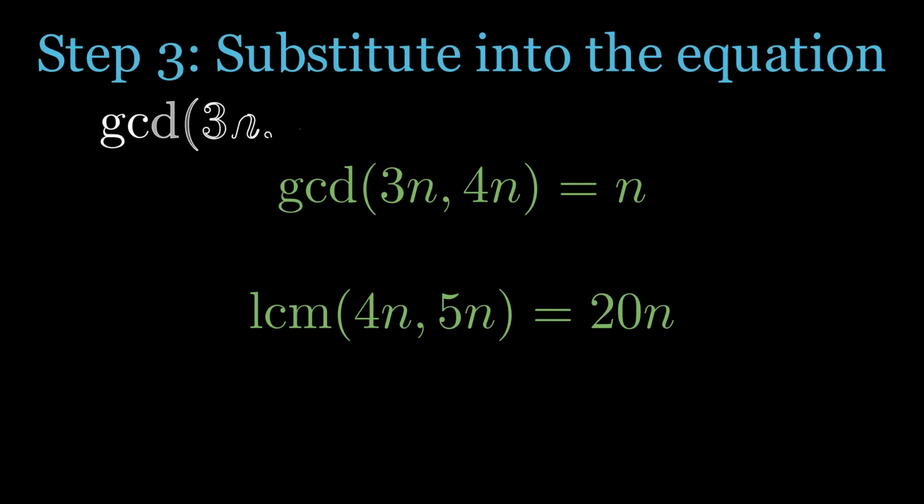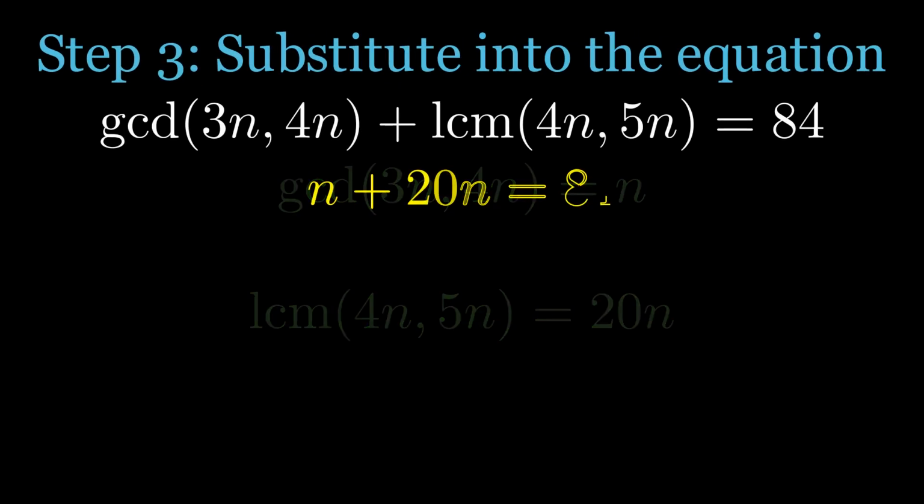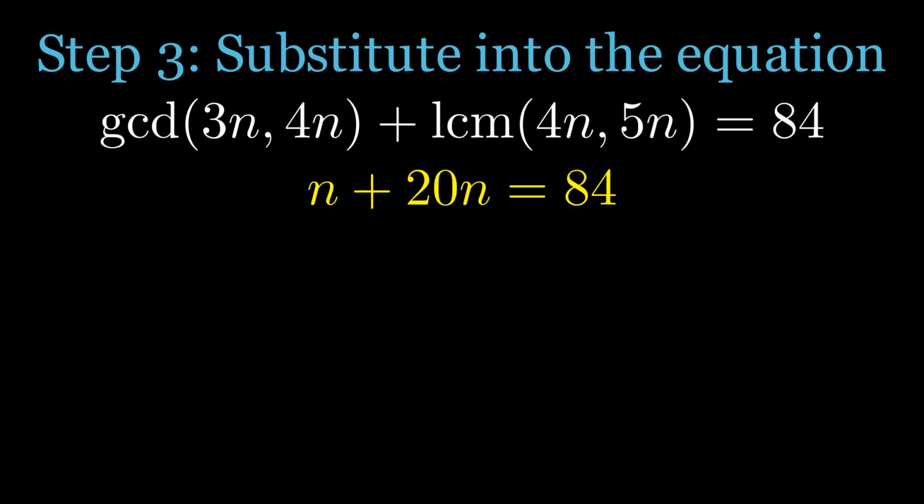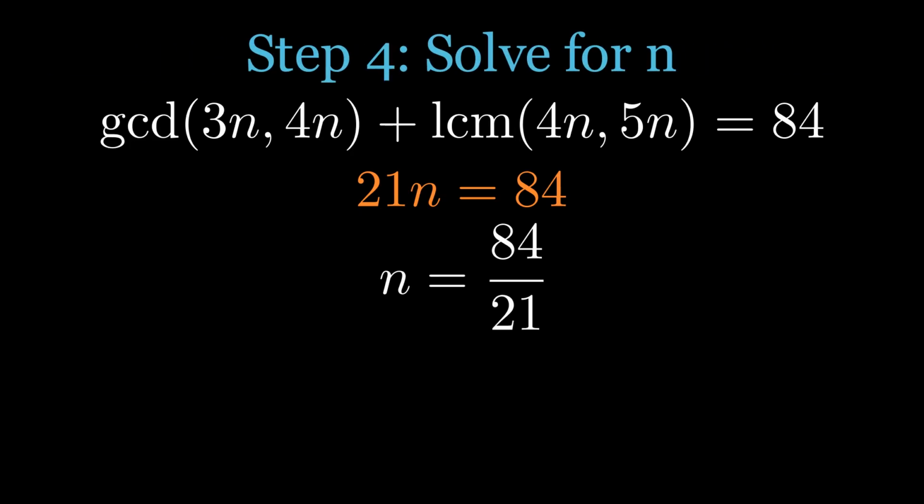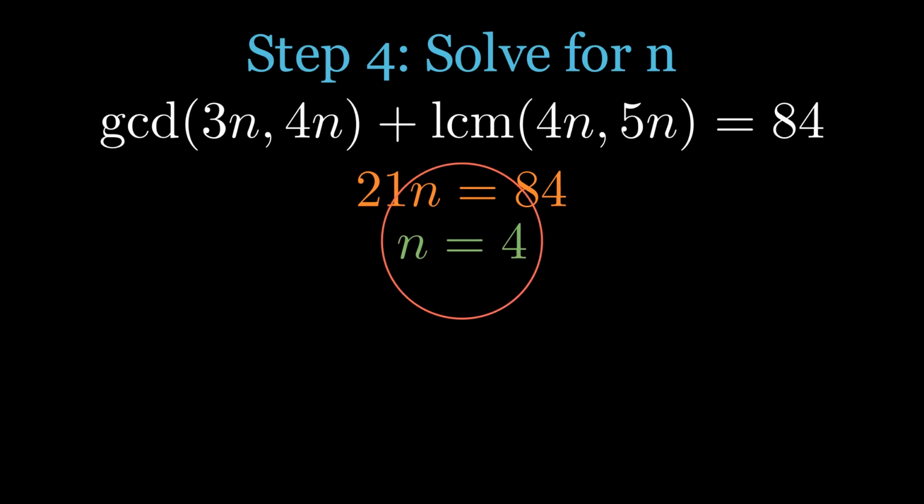Now we can substitute these simplified expressions back into our original equation. This simplifies to 21n equals 84. Finally, we can solve for n by dividing both sides by 21. 84 divided by 21 equals 4.